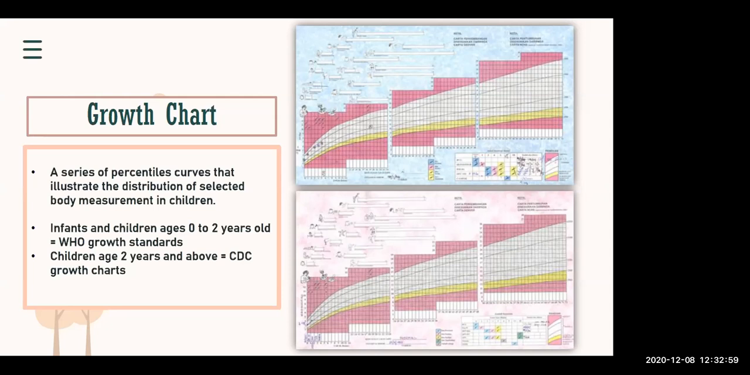The CDC recommends using the WHO growth chart for infants and children aged 0 to 2 years old. Meanwhile, the CDC growth chart is for children aged 2 years and above.